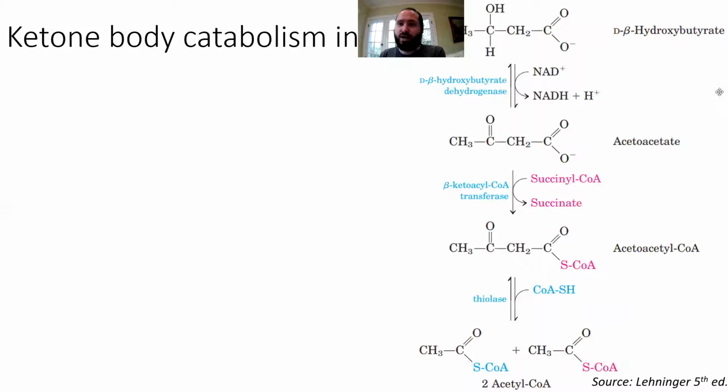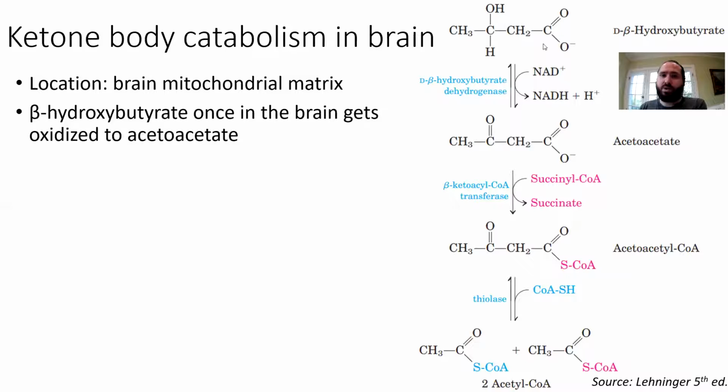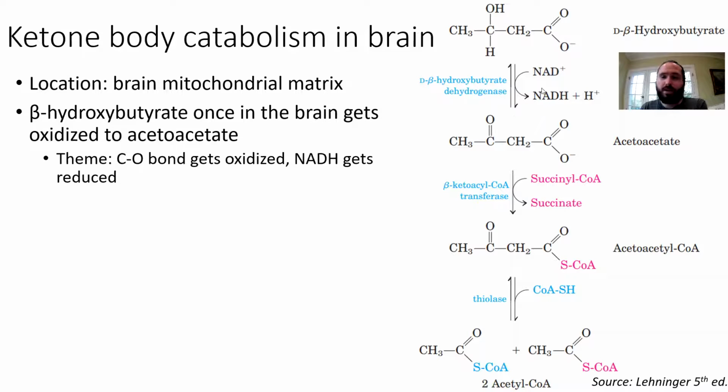All right, so we went over how our ketone bodies are formed. Now let's talk about how the brain actually uses these guys for energy. So now we're in the brain mitochondrial matrix, or in the neuron's mitochondrial matrix. And beta hydroxybutyrate, once in the brain, gets oxidized to acetoacetate. So now we're going to go the opposite way that we had gone previously in ketone body formation. We will oxidize the carbon to oxygen bond, and we will reduce NAD plus to NADH. So you're going to get a relatively small contribution of energy just from this NADH as that goes into the electron transport chain.